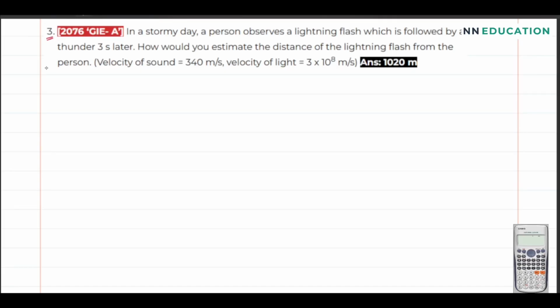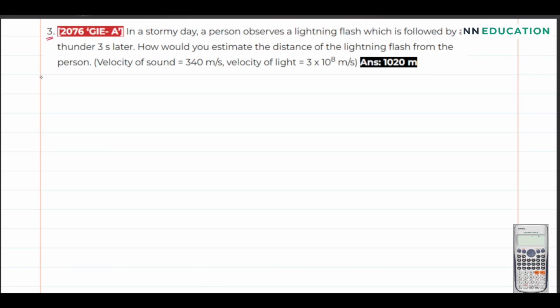So let's look at this question. A person observes a lightning flash which is followed by a thunder 3 seconds later. How would you estimate the distance of the lightning flash from the person? Let's solve this interesting question from physics, grade 12.